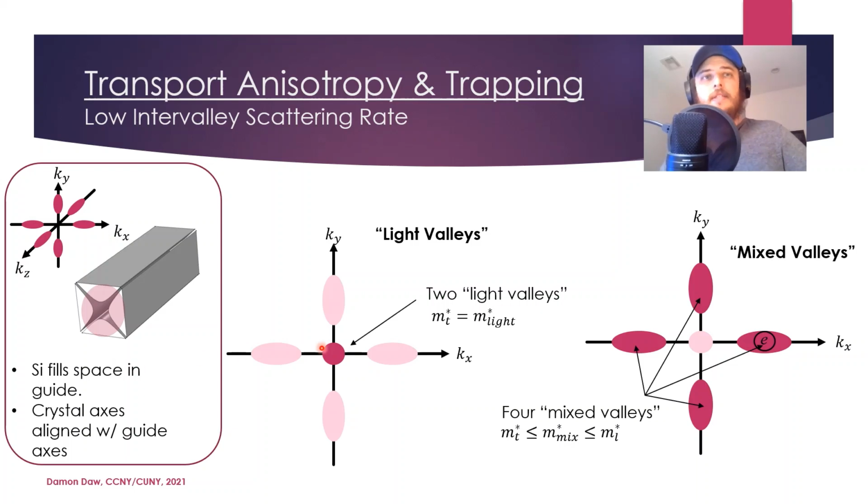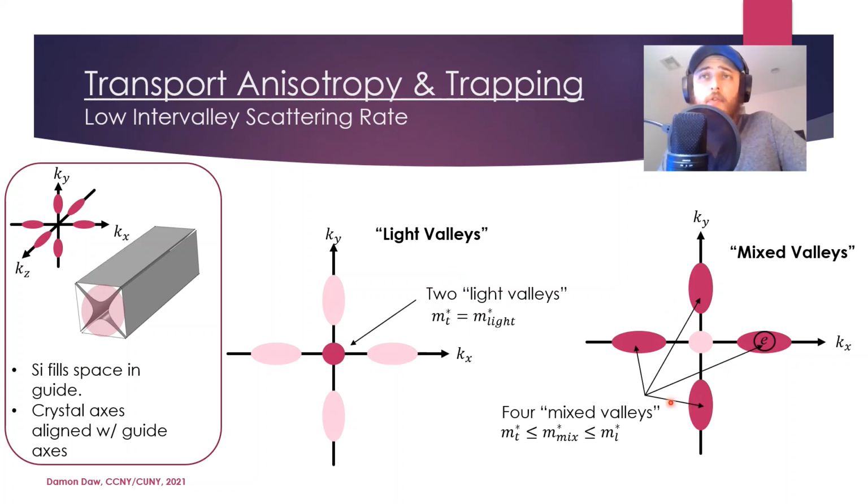Now, in this case, the two central valleys, these valleys along KZ, will have no electric field along their longitudinal axis, because the electric field, if you remember from the simulation, the electric field from the electrodes when you're trapping only acts in a 2D plane, so there's no longitudinal component. So the carriers in these two valleys will respond only with the transverse effective mass, the lighter effective mass. So we started calling these the light valleys.